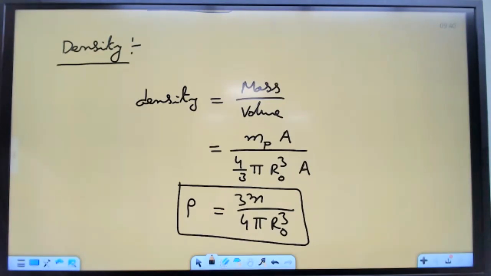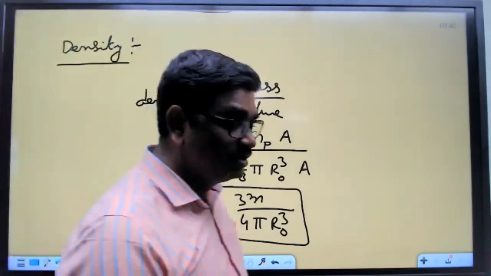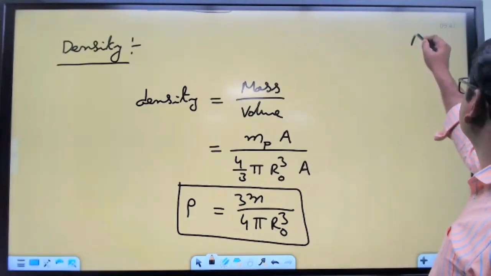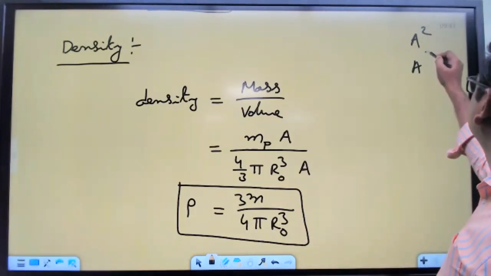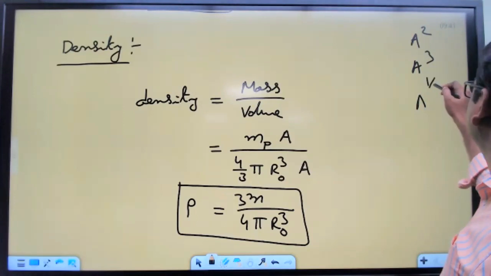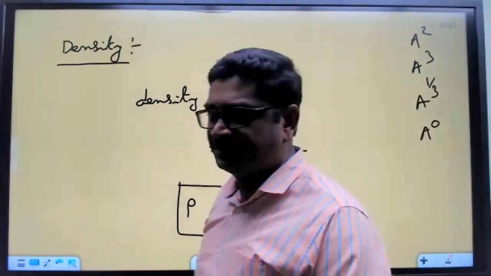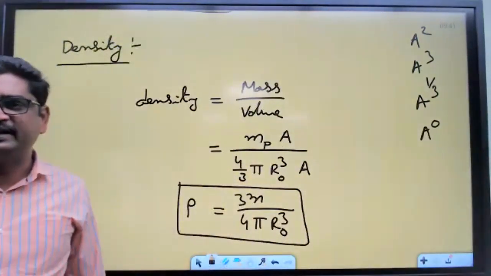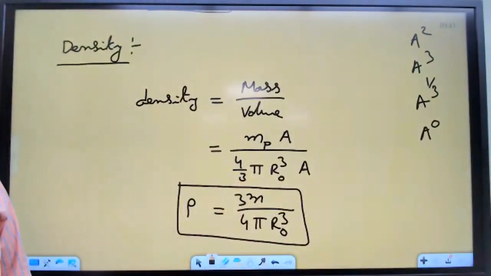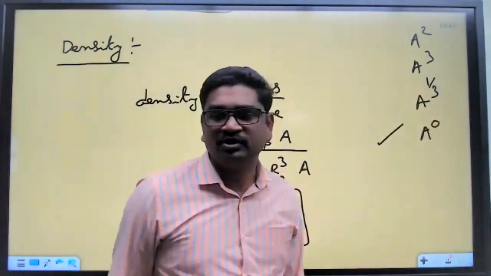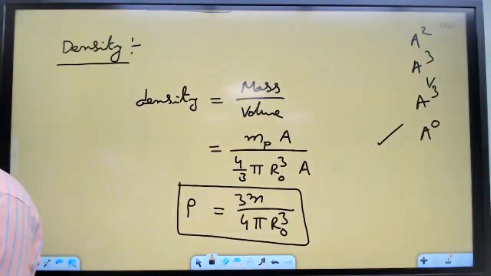So a question: nuclear density depends on A as, with options A square, A cube, A power 1 by 3, and A power 0. Which option is correct? First one or last one? The last one is the correct one, A power 0. Nuclear density is independent of A, or simply directly proportional to A power 0.